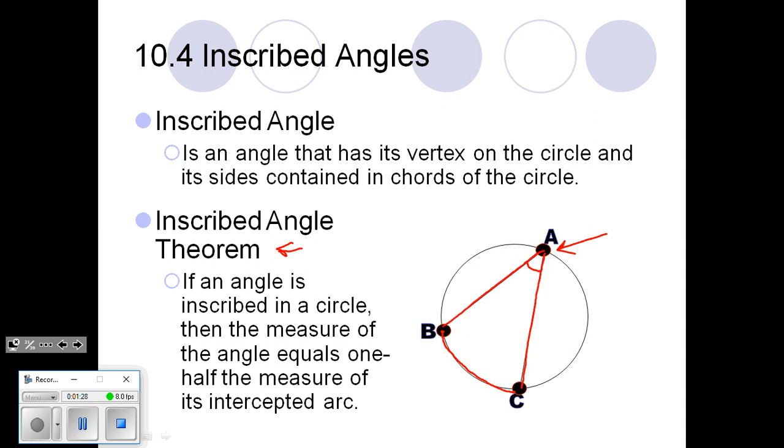I probably should use a different color. So this is the arc that's intercepted by the angle. Now there's a relationship between the angle and its arc. We talked about central angles before, and a central angle is here in the middle. We've talked about the central angle being equal to its arc. Well, if you think of it, this angle is twice the distance away. It's on the other side of the circle, so therefore the arc is going to be twice the measurement of the angle that's way over here.